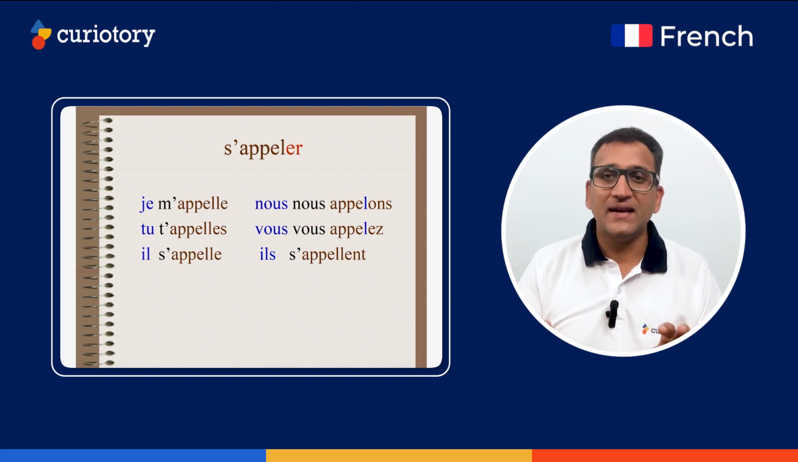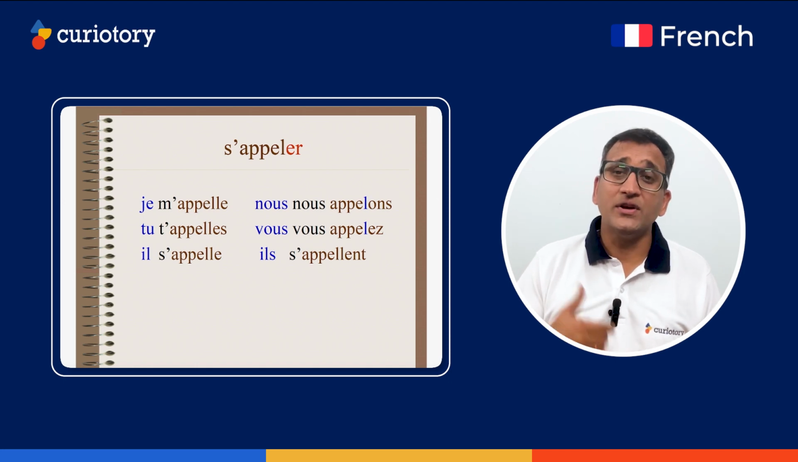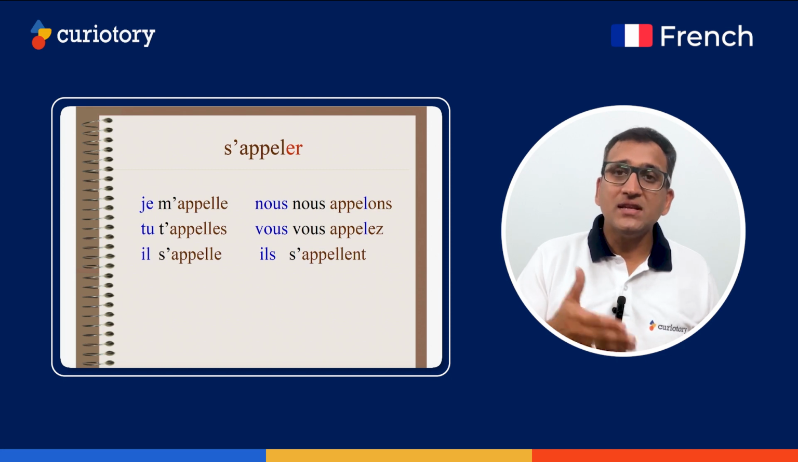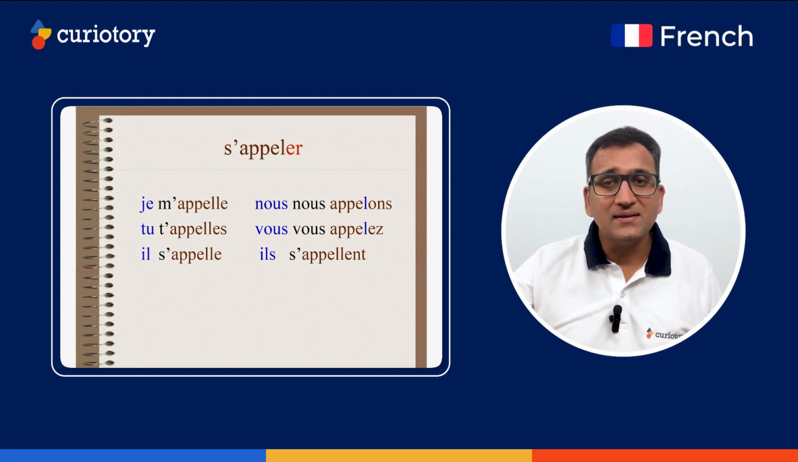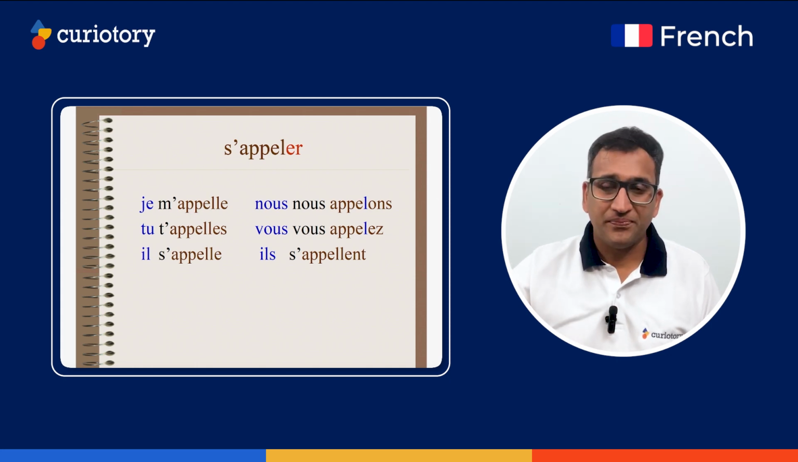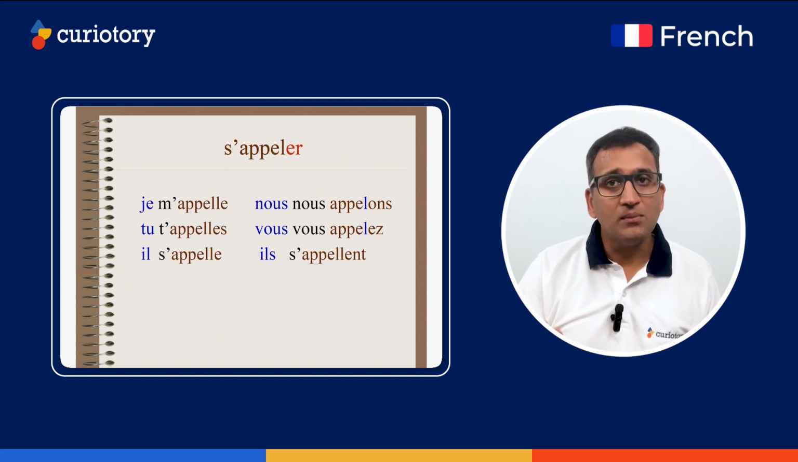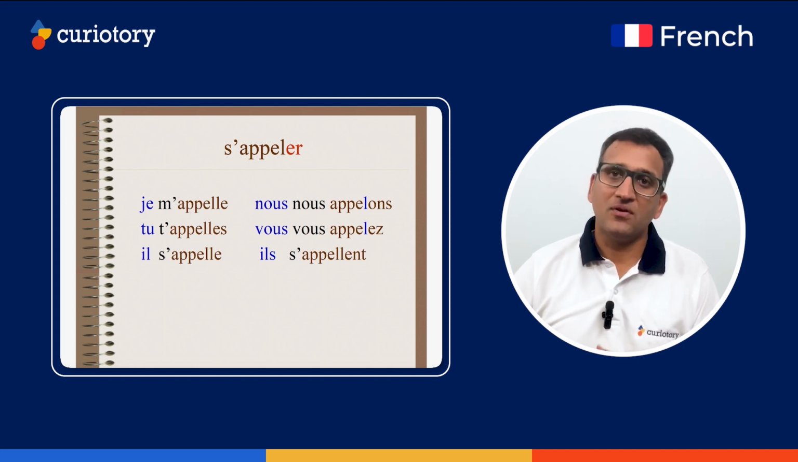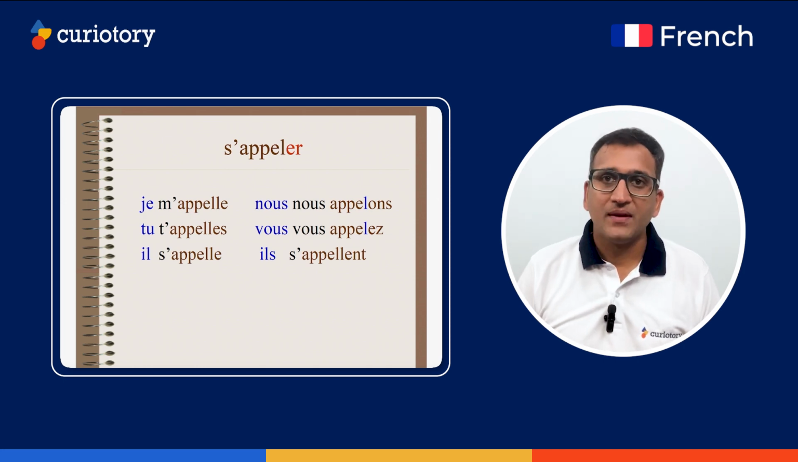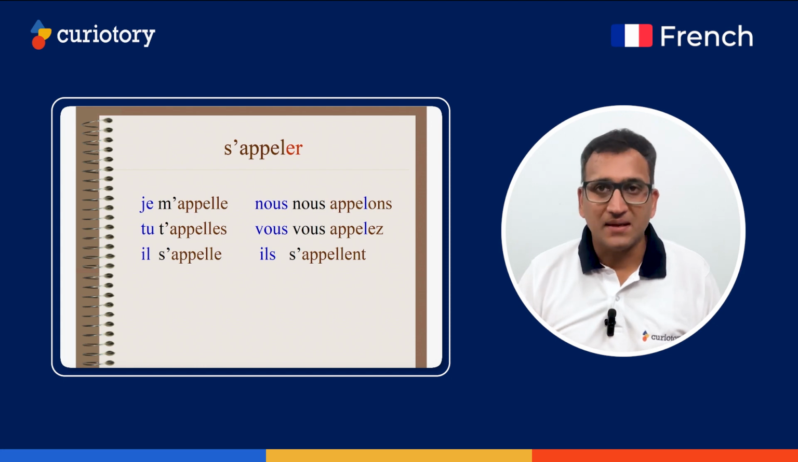I'm sure you understand. The answer will stay the same. If the question is comment tu t'appelles, the answer will stay as je m'appelle. If the question is comment il s'appelle, what is his name, the answer has to be il s'appelle and the name of the person. Similarly, comment elle s'appelle, and the answer has to be elle s'appelle and the name of the girl.